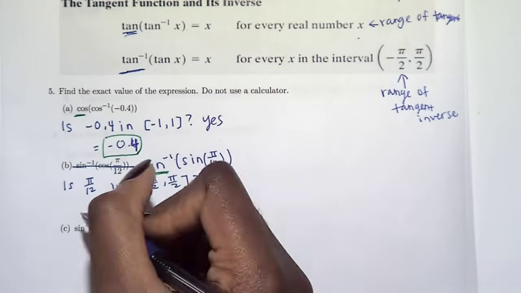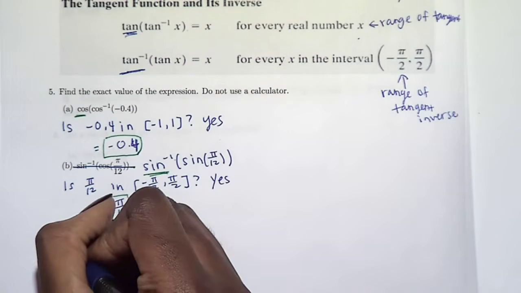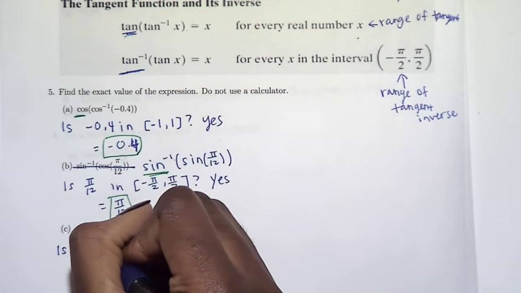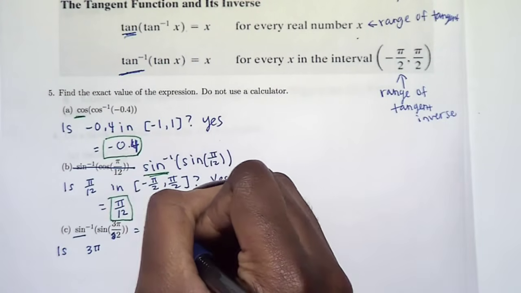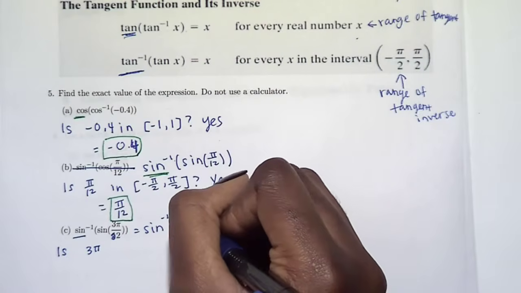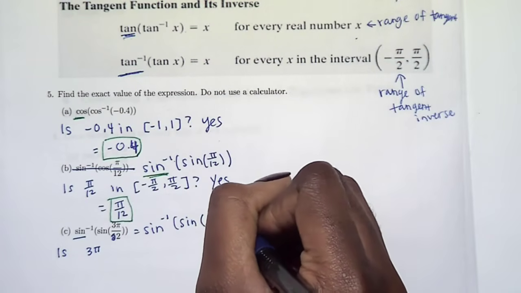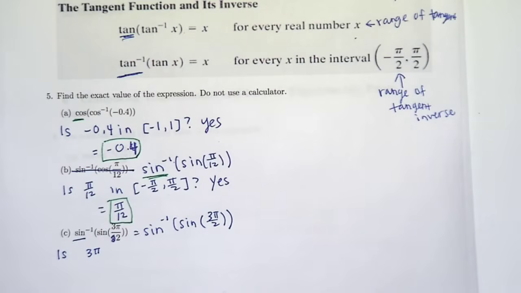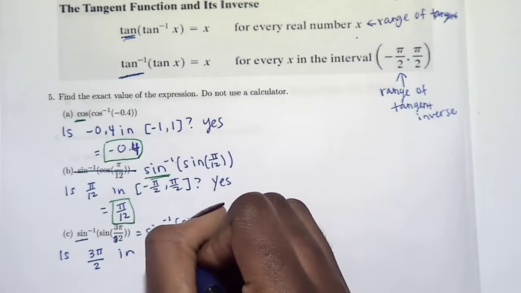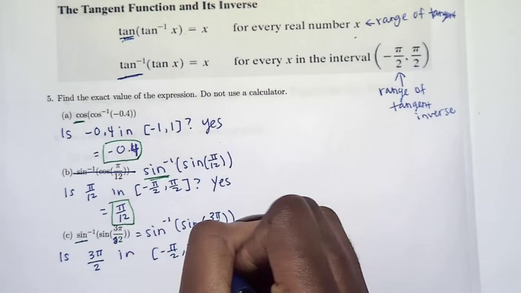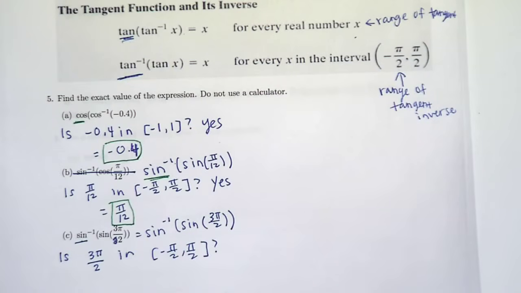This time the outside is the same, sine inverse, so we're asking ourselves the question, is 3 pi, oh, so many typos, this should be 2. This is sine inverse of sine of 3 pi over 2. Sorry about that. So the question is, is 3 pi over 2 in the range of sine inverse? So is it in -pi over 2 to pi over 2? It is not, right? It's way too big. It's not in that interval.